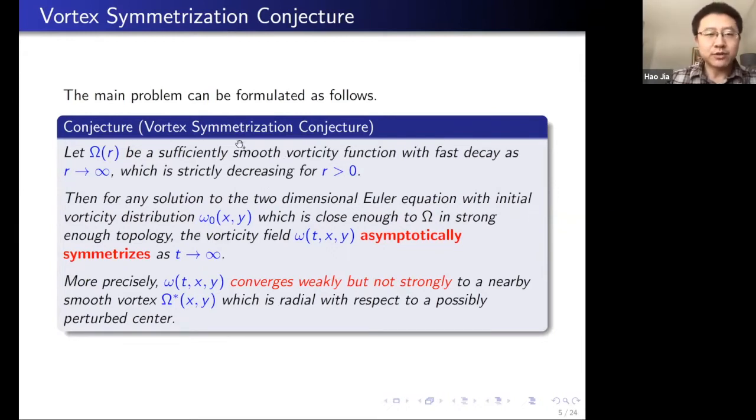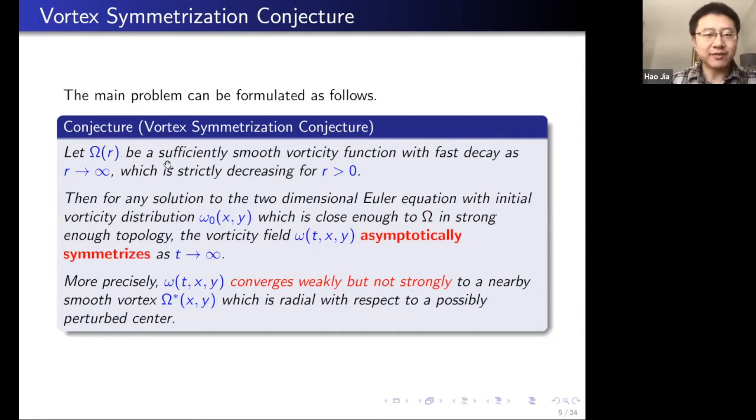So what is our central problem here? The central problem can be formulated, roughly speaking, as the following conjecture. If you take any radial function as a vorticity, it is automatically a steady state for the Euler equation. So let's take this radial function as a background vorticity field. Let's assume it's as smooth as you like, even analytic, and has fast decay. Fast decay could mean compactly supported, I would not worry about that either.